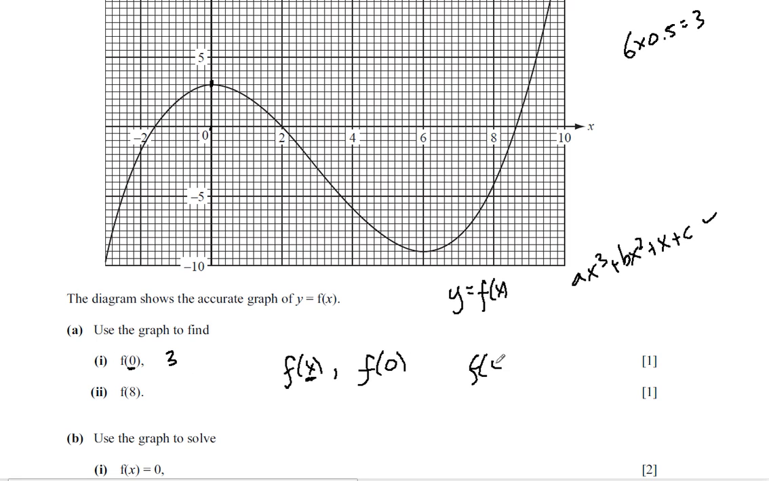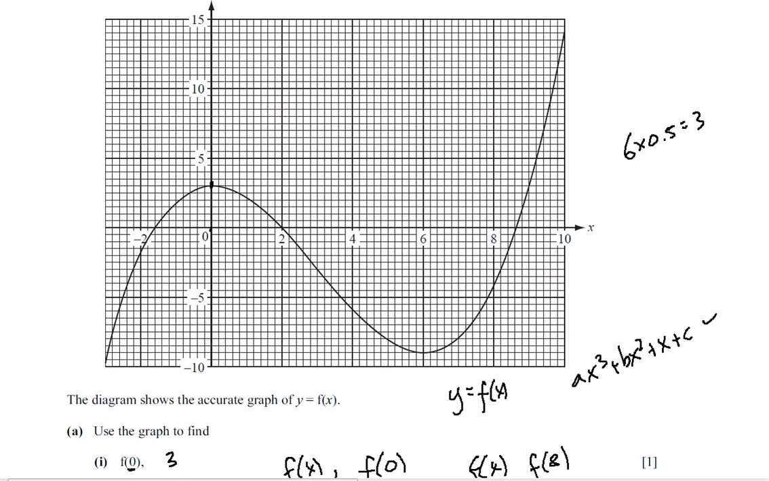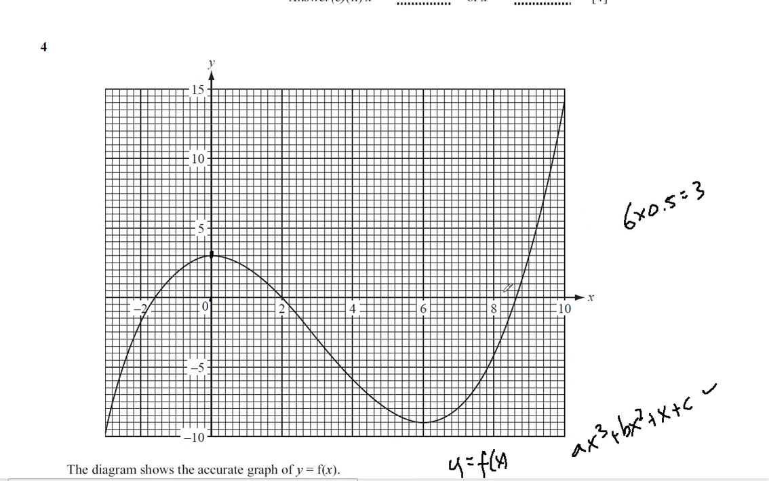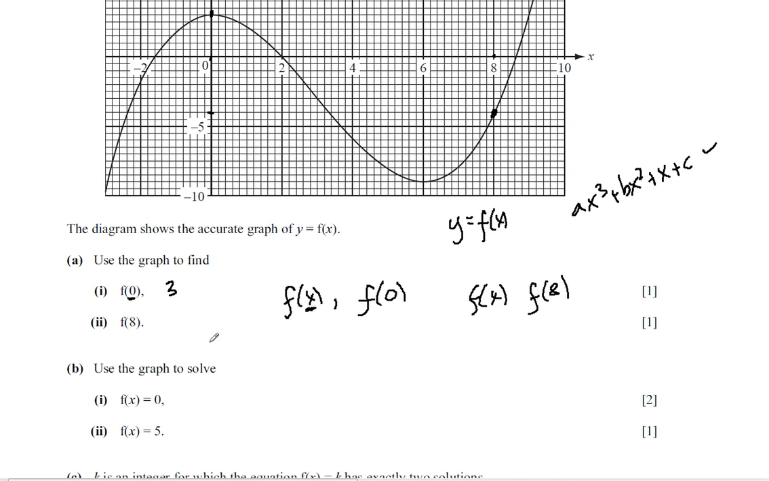When x is now 8, f of 8, what is the value of your graph? Well, here's where x is 8, and let's have a look at what this value is over here. So it is 2 from there, 1, 2, correct, it's negative 4. Negative 4 when x is 8.